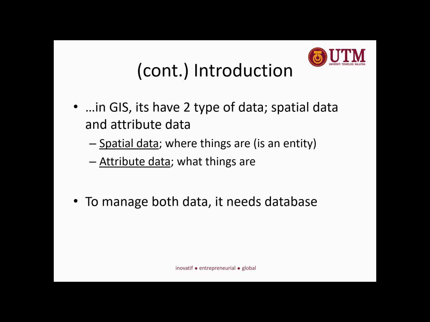Okay, and then we have the attribute data, meaning what that location is all about, what this point is all about, what the line is, is it a road, is it a river, or utilities, or pipeline, and so on. So the attribute data will tell us about all of this, what the thing is all about. So to manage both data, we need a database.